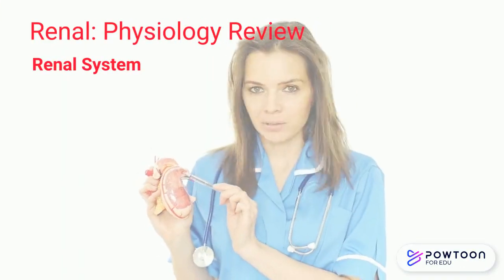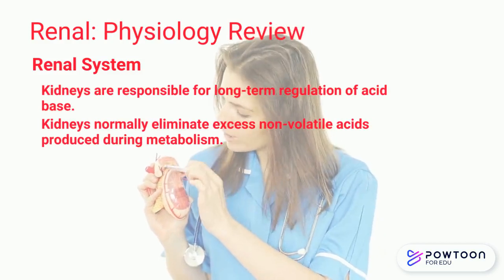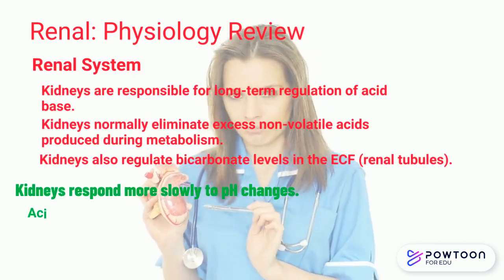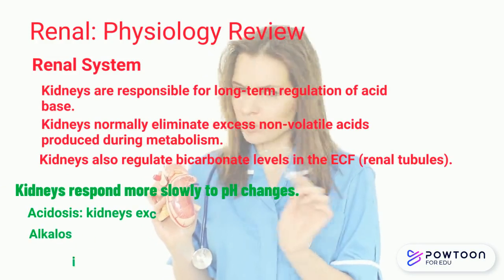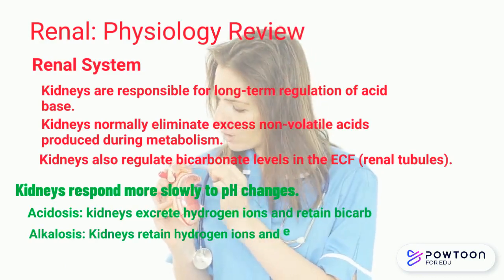The kidneys are really responsible for that long-term maintenance of our pH system. The kidneys can regulate both hydrogen and bicarb, in essence, to control and maintain our pH. But it's a slower process than the respiratory system.